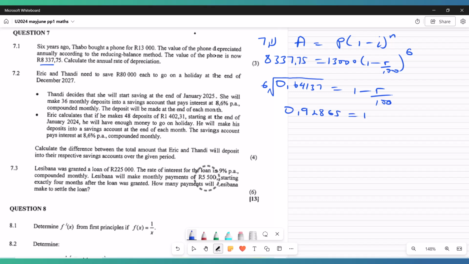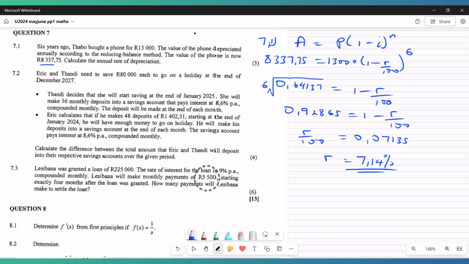0.9282864 equals 1 minus rate over 100. So the rate out of 100 equals 1 minus this. What's 1 minus that answer? It gives me 0.07135, okay? So in this case, my rate times 100 becomes 7.14%. So that's our rate of depreciation, 7.14% on the reducing balance method.